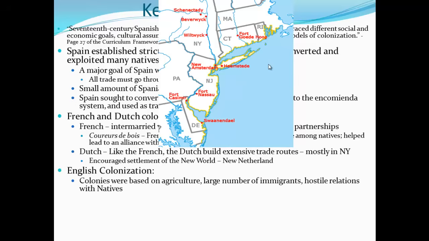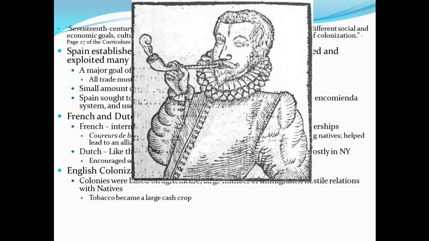English colonization, we see that colonies were based on agriculture, and there was a large number of immigrants, and they had hostile relations with the natives. Out of all the European countries listed on this slide, they had the most hostile or most aggressive relationship with the natives. Tobacco became a very large cash crop in English colonies, and here is a painting of a man smoking tobacco. And the headright system was developed, which encouraged immigrants.